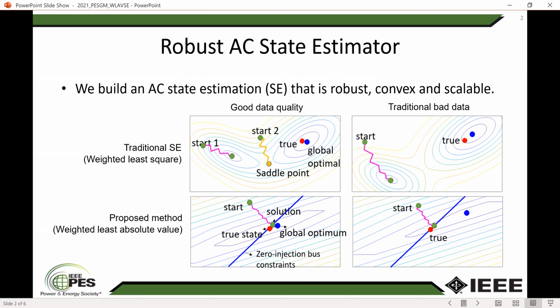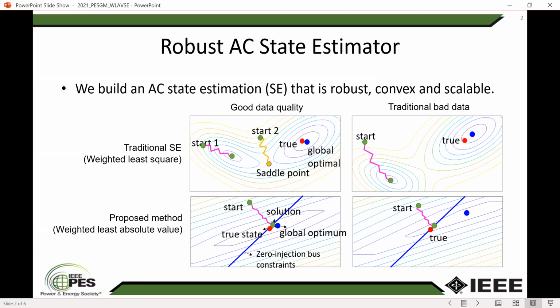However, the methods are convex only for PMU data, and when conventional meters like RTUs exist, the hybrid state estimation problem is nonlinear and non-convex, therefore it's not tractable. Other methods for convex state estimators also exist, like semi-definite programming, but those methods do not work well in large-scale problems. To overcome these limitations, in this work, we want to build an AC hybrid state estimation that is robust against bad data, but also convex and scalable.